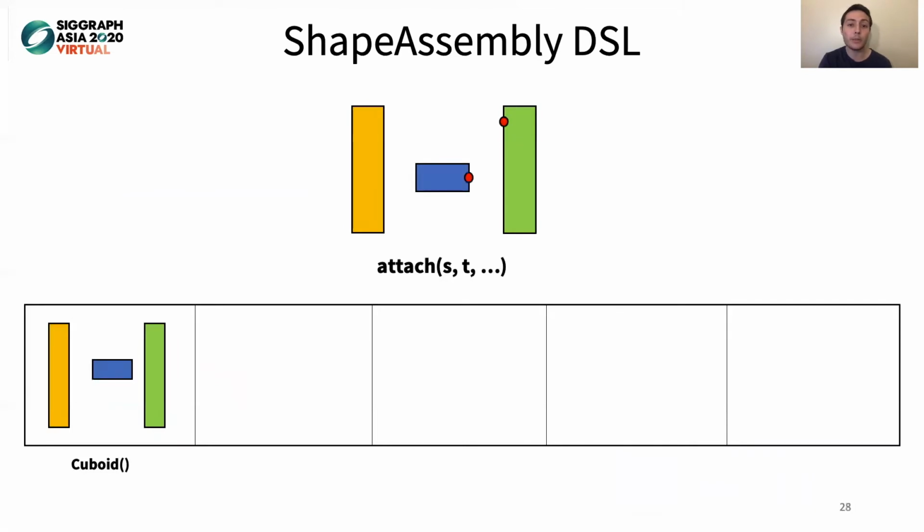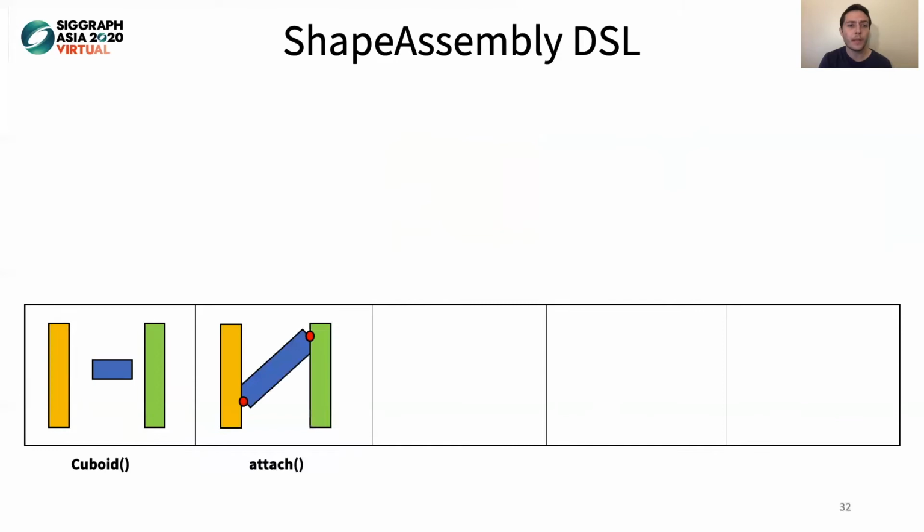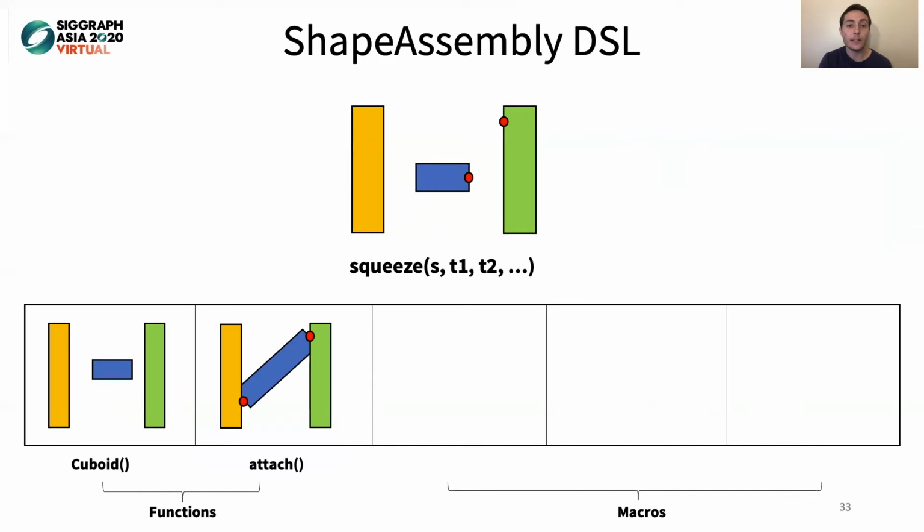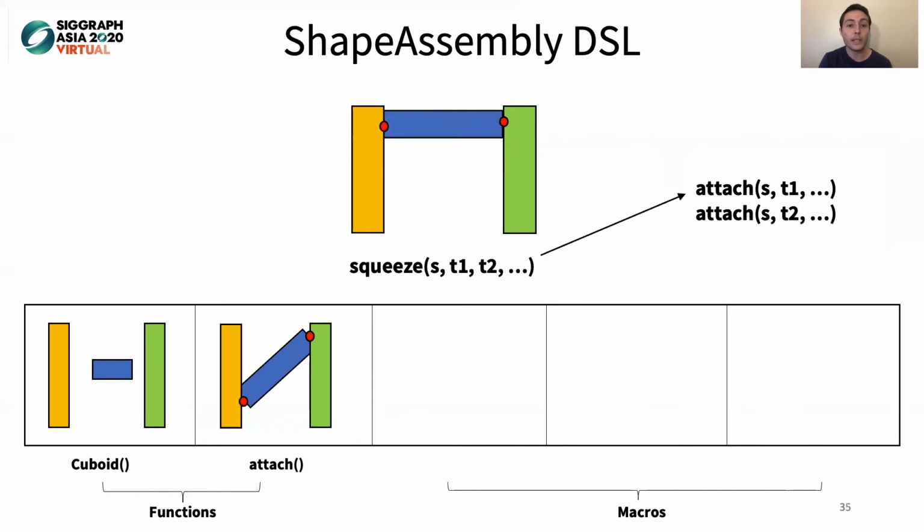Attaches are specified through attachment points within a part, visualized as red dots. Each attach command moves a source cuboid to connect to a target cuboid, potentially translating, scaling, or rotating the source cuboid to satisfy the spatial relationship. In addition to these base functions, ShapeAssembly also contains macros, capturing common structural patterns that decompose into potentially multiple cuboid and attach function calls. For instance, the squeeze macro squeezes a part in between the faces of two other parts by decomposing into two attach operations.